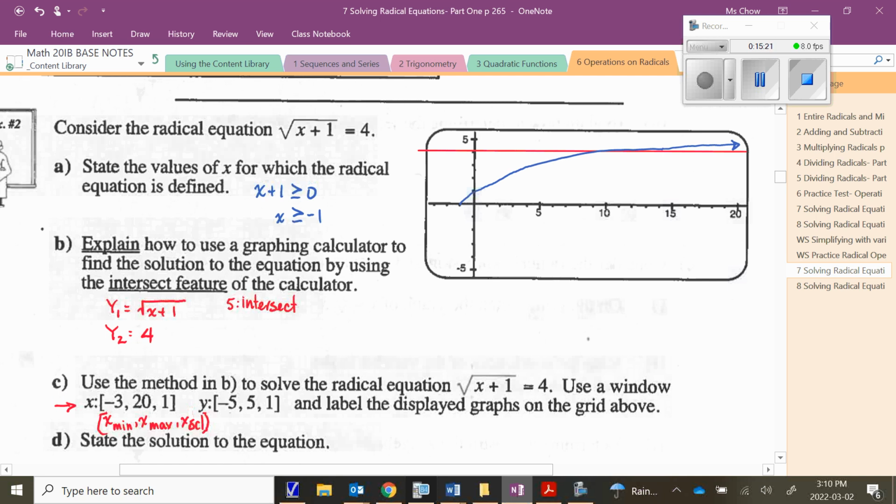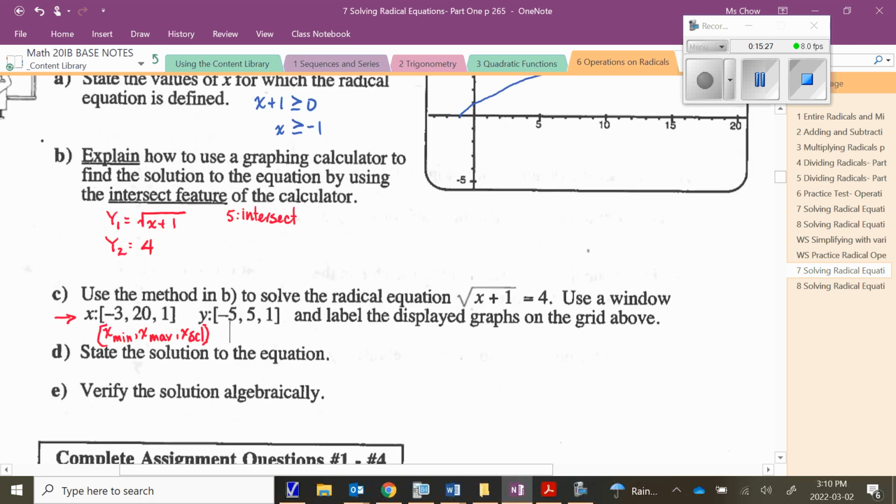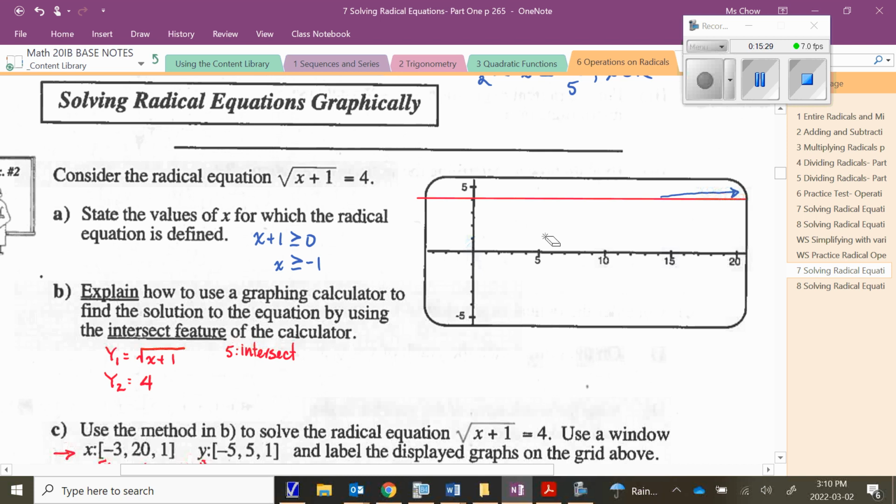So you can see my graph must be off a little bit because they seem to be intersecting a little bit earlier. So I'll need to fix that. So I need the intersection at 15, and so let's do that. There we go. That's a little bit better.